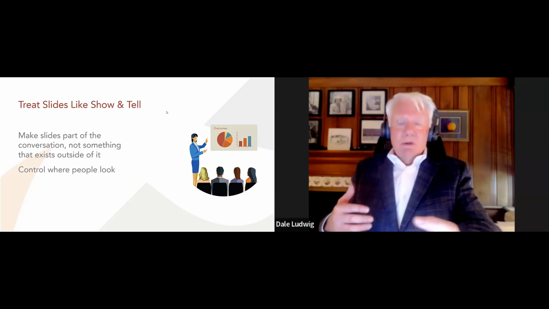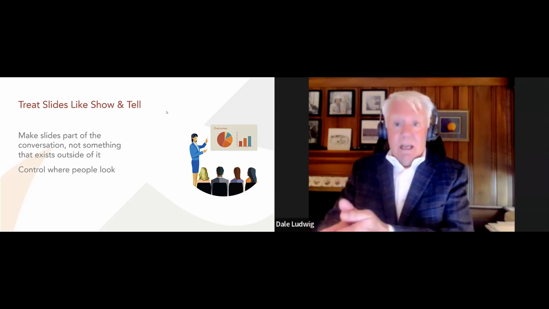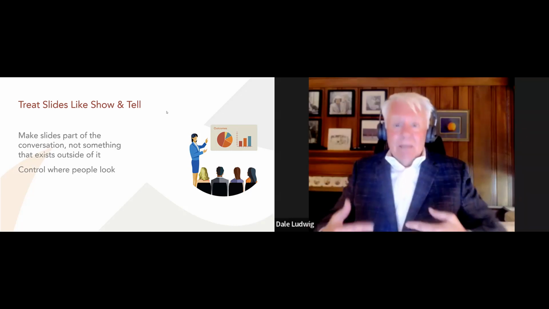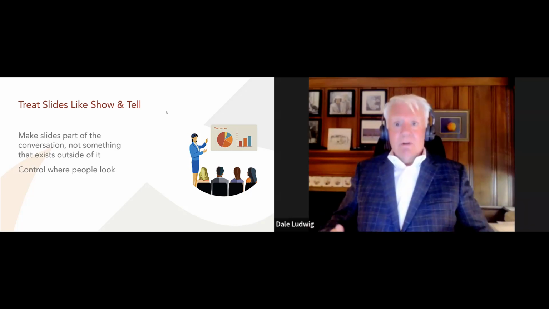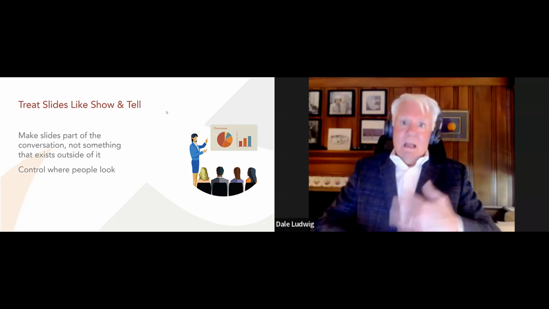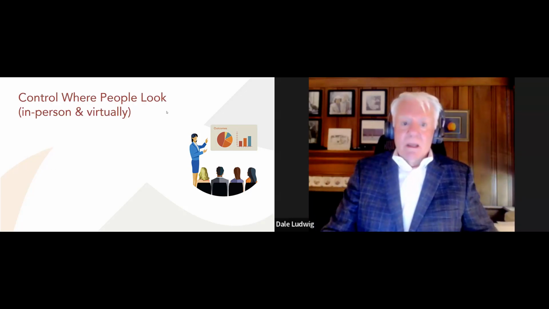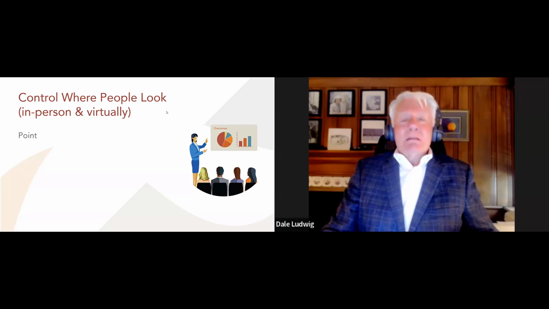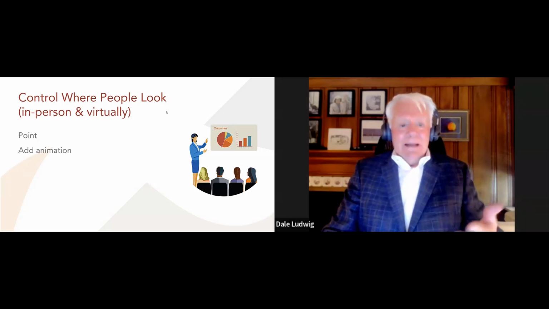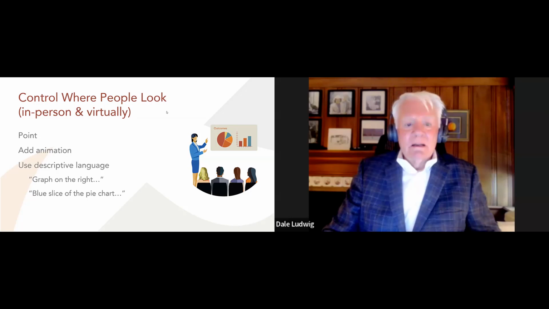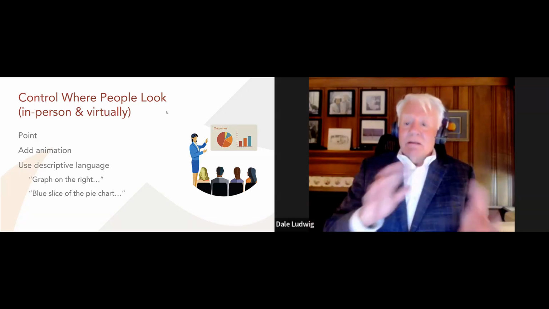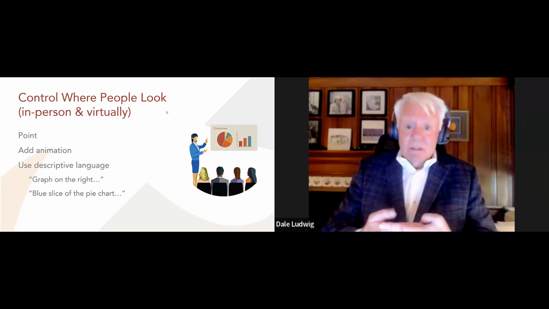So you have due diligence to the slide, make sure the slide is doing its job, and then you can talk about the slide after you're finished with that. That's what we mean by bringing the slide into the conversation. This is important in person and virtually. Obviously, in person, you can point to the screen, you can add animation as we've done here with this slide, and you can use descriptive language. The graph on the right, the pie on the left, those things can really help people know where to focus their attention.